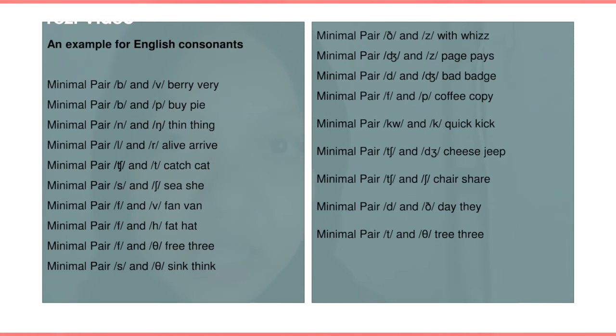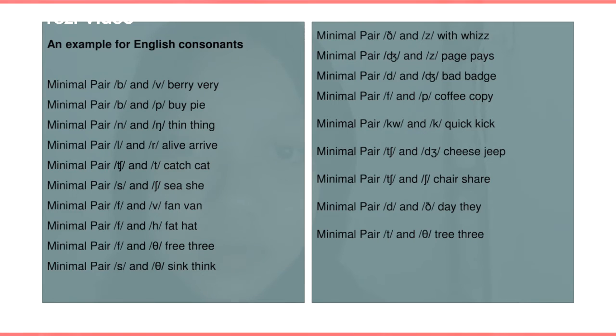Minimal pair of Z and Z with this. Minimal pair Ch and Z, for example, is page and pace. Minimal pair of D and J, for example, is bed and page. Minimal pair of V and P, for example, is coffee and copy.